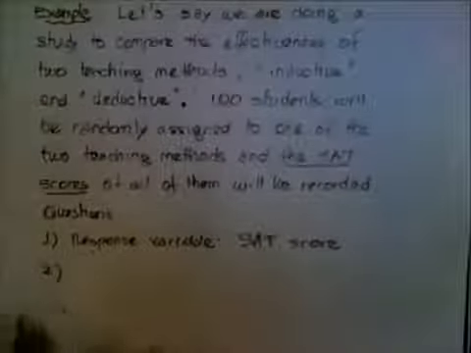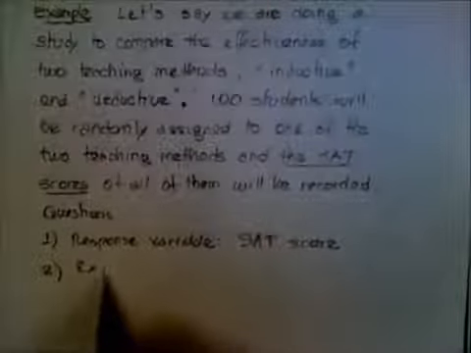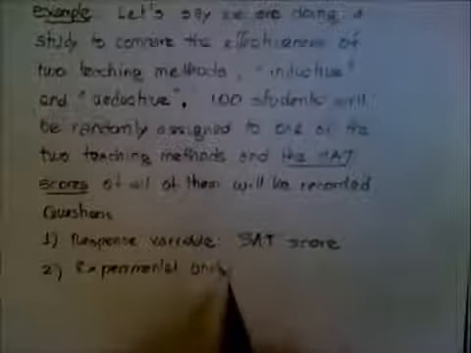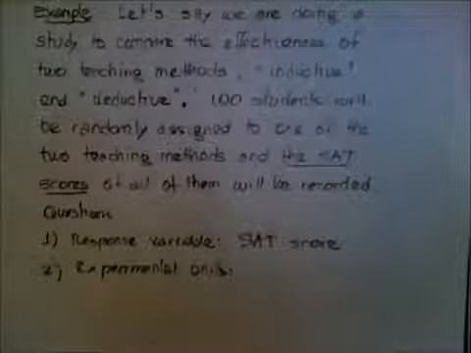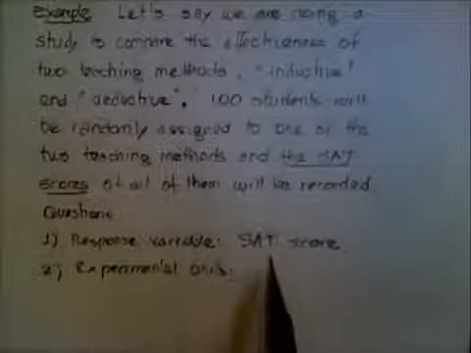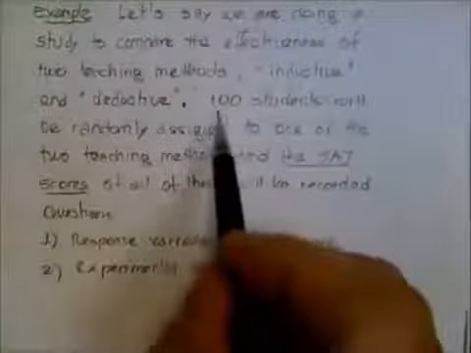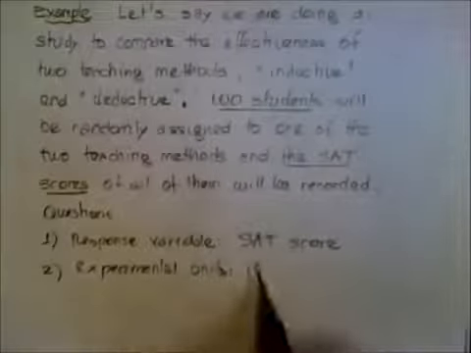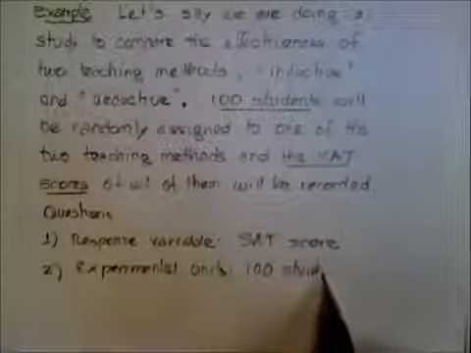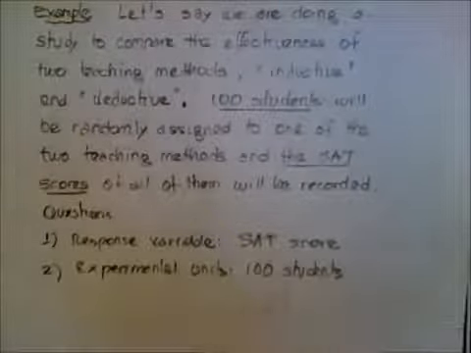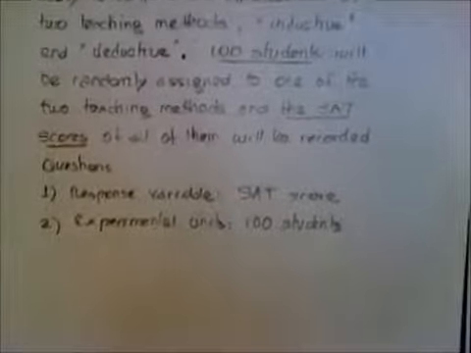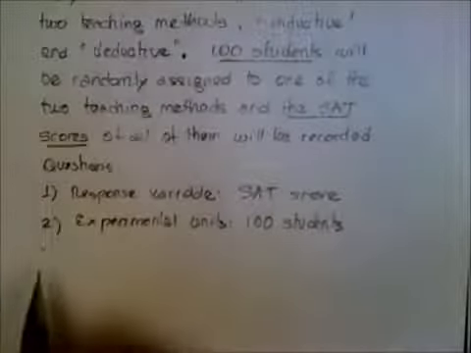Now, what are the experimental units? When you are going to answer this question, and you already know the response variable, ask yourself, whose SAT scores will be measured? And the answer is the SAT scores of the 100 students. So those are the experimental units, 100 students. These two questions are fairly straightforward, fairly obvious.